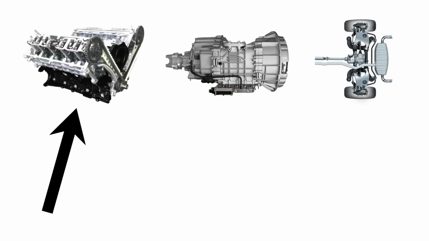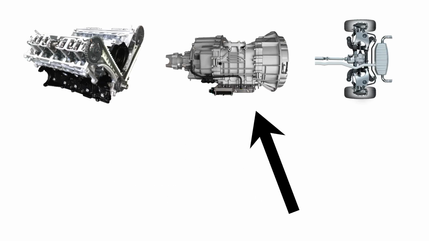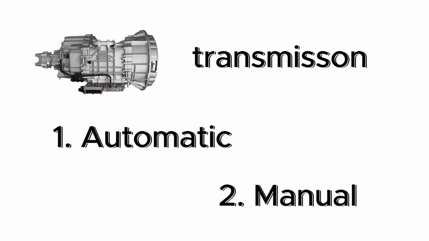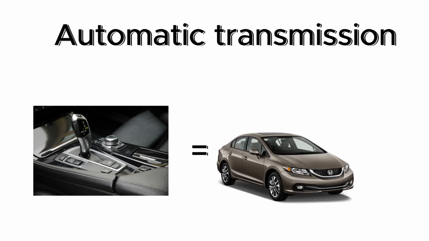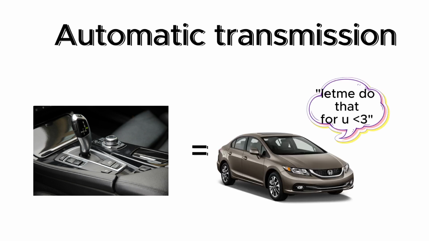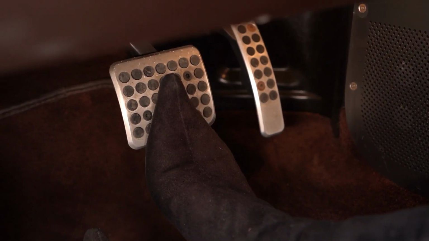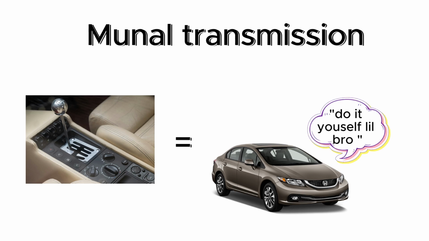But wait, engines are connected to something called the transmission. There are two types of transmission. One is automatic and one is manual. As the name suggests, in automatic transmission cars, the gear shifting is done by the car automatically for you. So your only job is to accelerate and brake. And in manual transmission cars, you have to change the gear manually yourself.